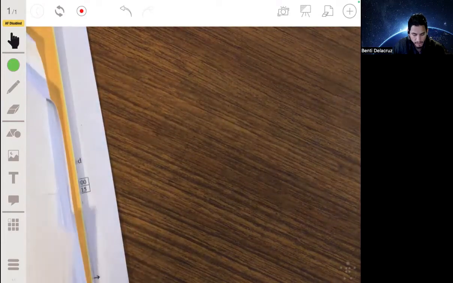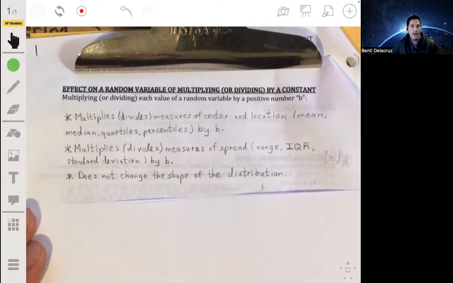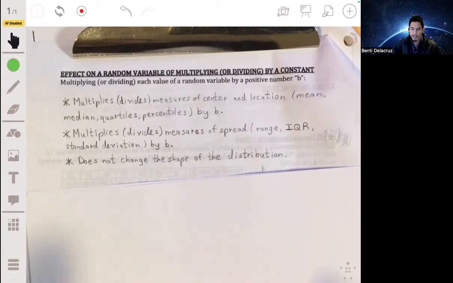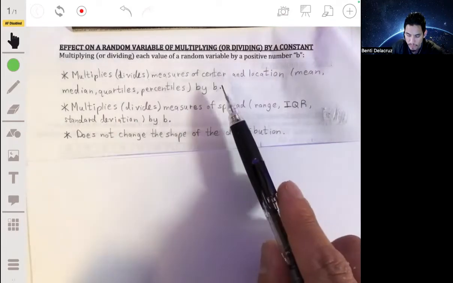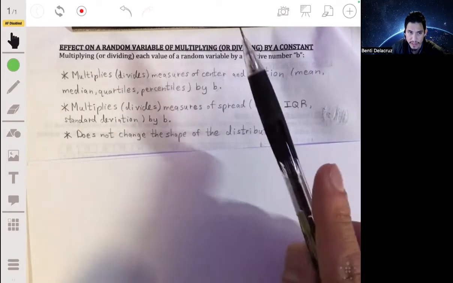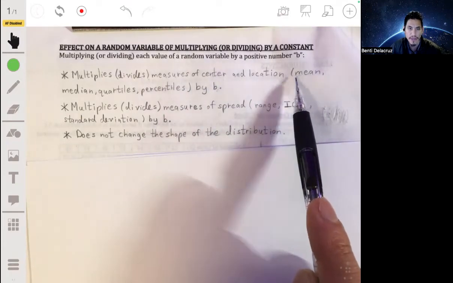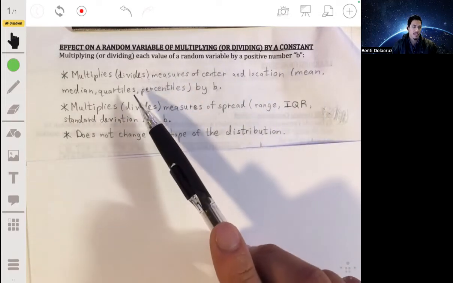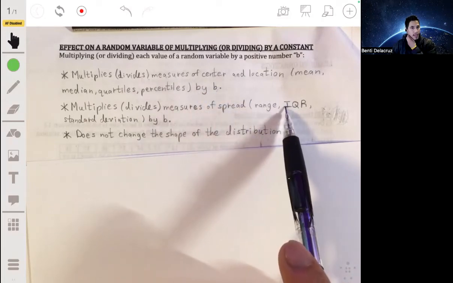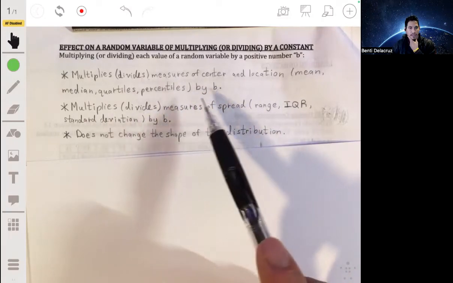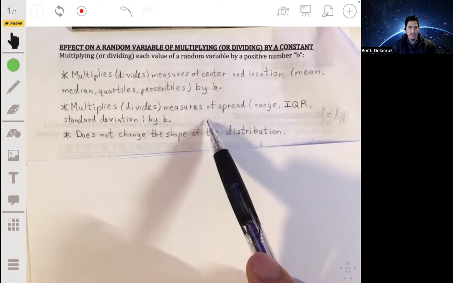So what this essentially is getting at is that when you have a random variable and you're multiplying or dividing by some constant value, you can multiply or divide the measures of center by the same constant value. In that previous problem, it was by 50. So we could find the mean by multiplying the mean of X by 50 to get the mean of T. You can also do that to get the quartiles of T, the percentiles of T, and so forth. You can also apply that, as we saw, to the standard deviation, so measures of spread, the standard deviation, also the range. You can multiply the range of X by 50 and get the range of T.